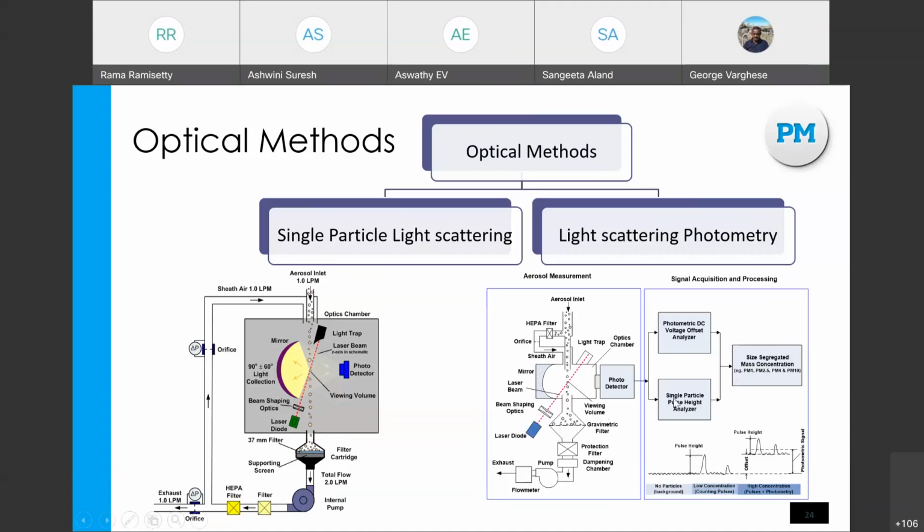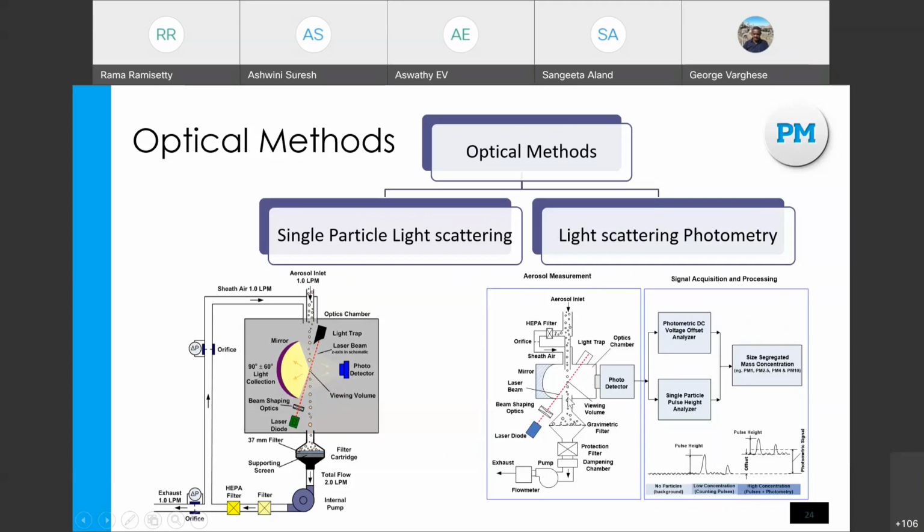There is another method which is also light scattering, but based on photometry. The difference is, for example, if two particles come at a time, there will be artifacts. It cannot detect them as single particles. So for applications such as engine emissions, the single particle light scattering method is not applicable. So we have to use a photometry method.